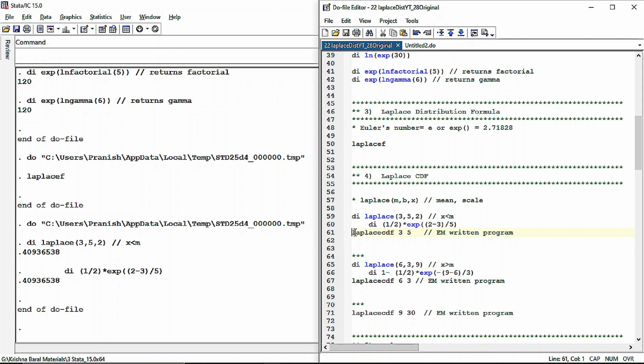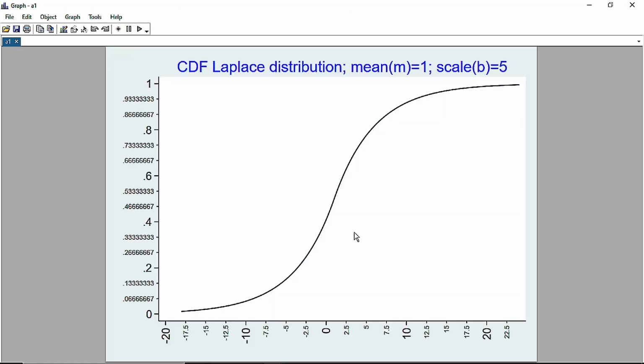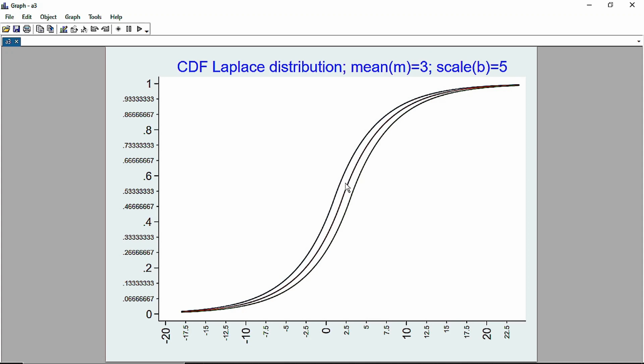Now let us depict it in a graph. Laplace CDF is a user-written program which takes the parameters m and b, and draws the CDF for m ranging from 1 to 3. Let us see what it looks like. The mean parameter, or the location parameter, simply helps us shift the CDF. Our x was equal to 2, and it was nearly 40%, somewhere over here.